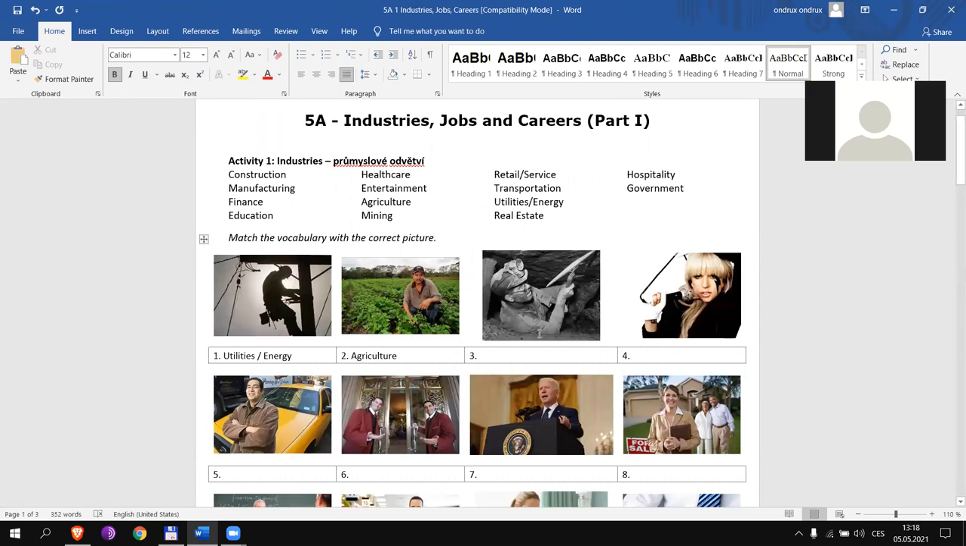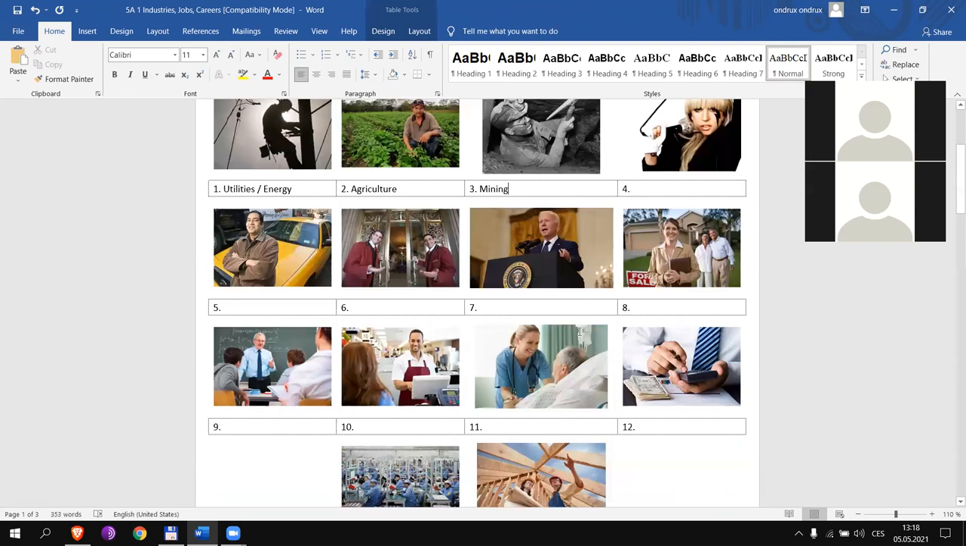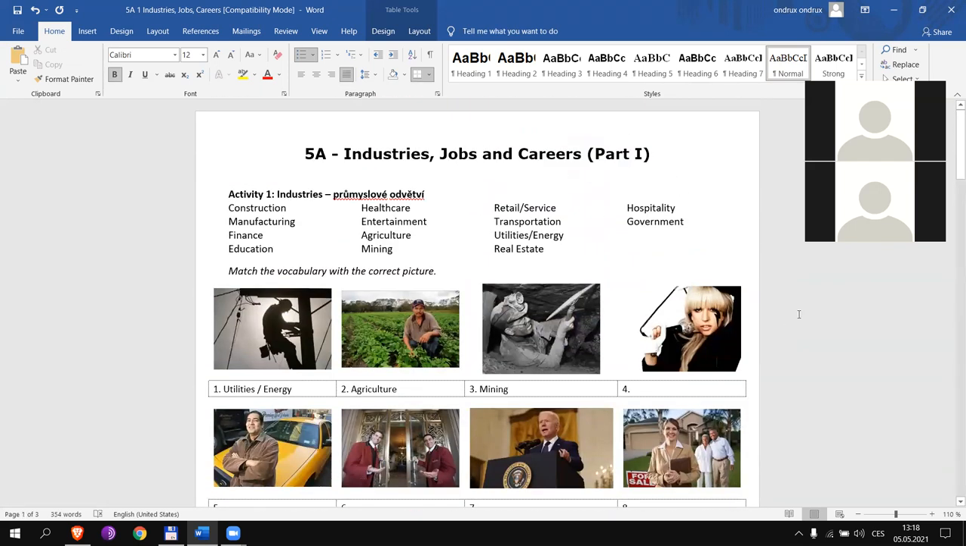Max, can you tell me what this industry is about? It's mining. Mining, great. And the people who mine, we call them? Miners. Miners, yes. Let's try number four. Peter.